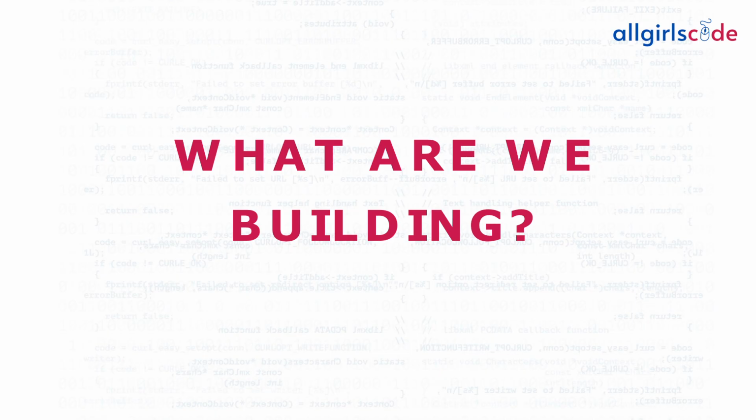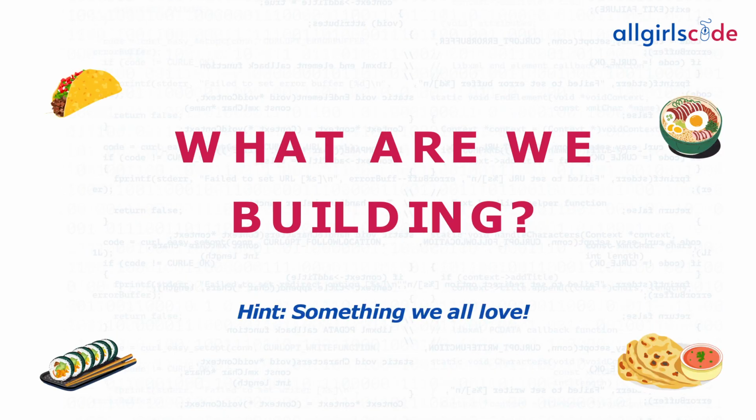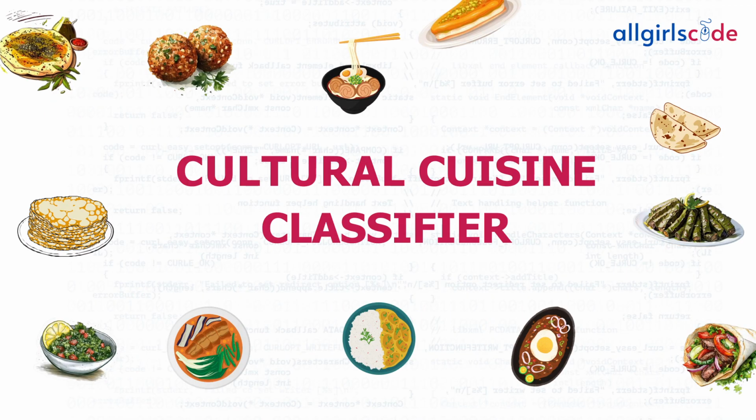All right, now for today's project. What are we going to create together? Here's a hint. It's something we all love. Food. We're going to create a model that recognizes different types of dishes. We're calling it the Cultural Cuisine Classifier, a model that identifies traditional dishes from around the world, combining tech with culture.